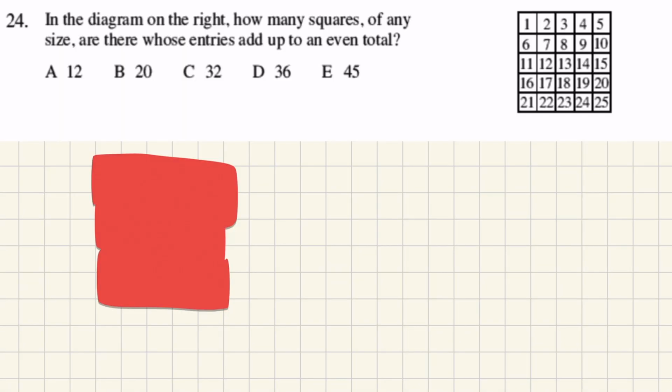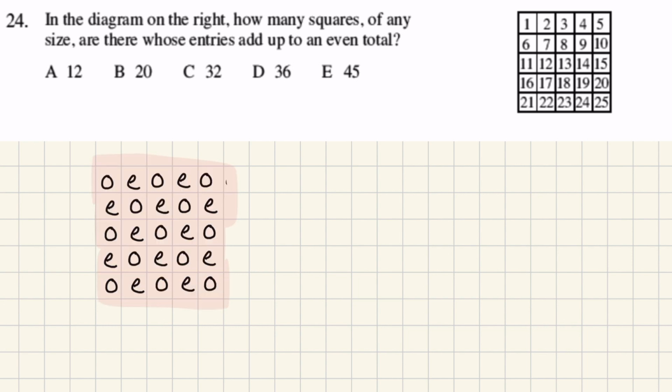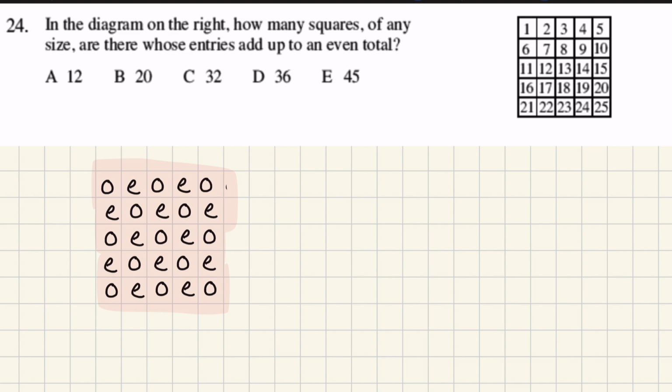In the diagram on the right, how many squares of any size are there whose entries add up to an even total? So when they say a square of any size, you could have something like that as well. Now, the way to solve this is to rewrite the grid where you don't actually care about the exact values, you only care about whether they're even or odd. So I'm going to rewrite this grid just like this, as a whole grid of odd then even, then odd then even. Now we can go about systematically counting.